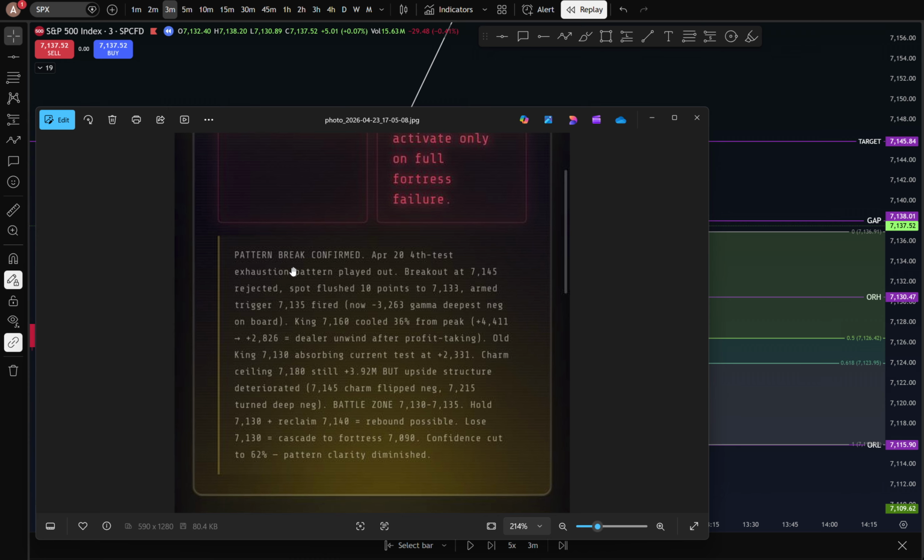I made this thing so simple. I don't understand why some of you guys still have a problem finding your entries and exits. I mean, if you still cannot get your entries based on these things, then I don't think you should be trading. Simple as that.